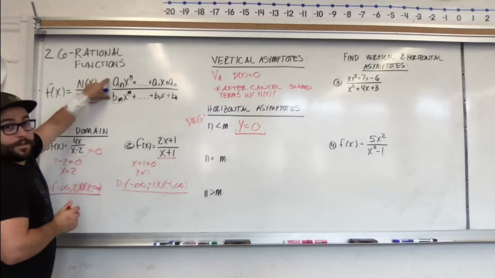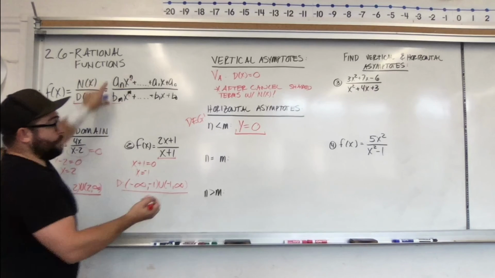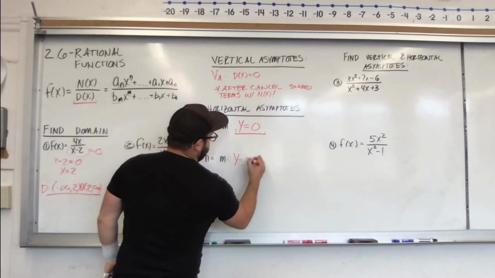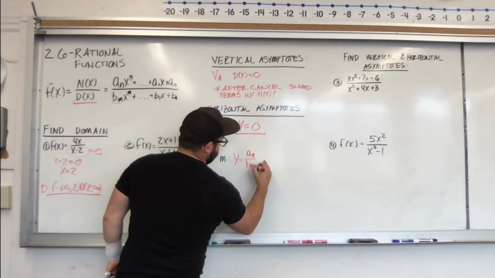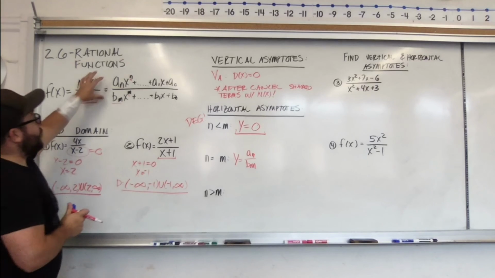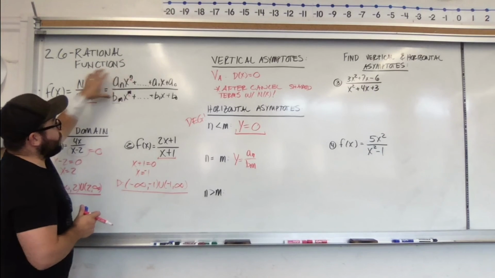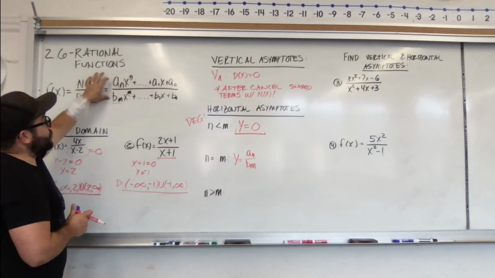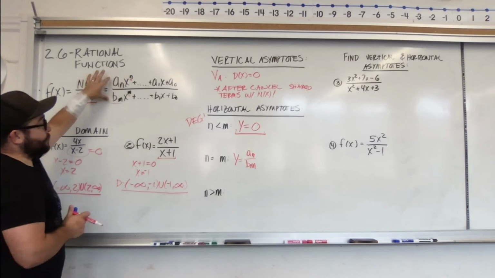If the degrees of the top and bottom are equal, then we're going to be looking at a ratio of the leading coefficients. So again, if we have our degrees out front, everything in standard form, the leading coefficients are those on those leading terms.